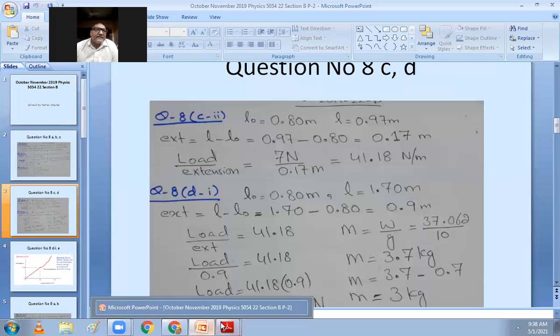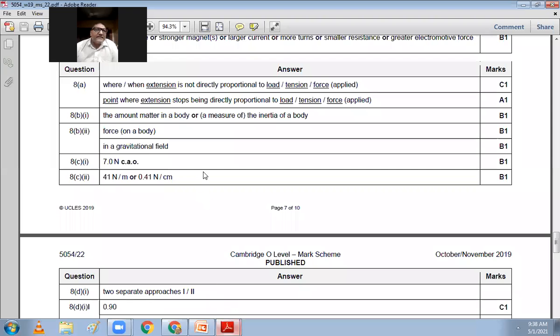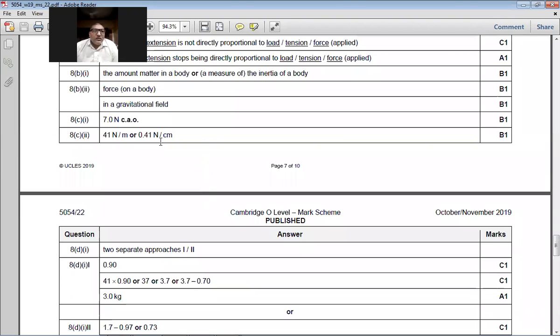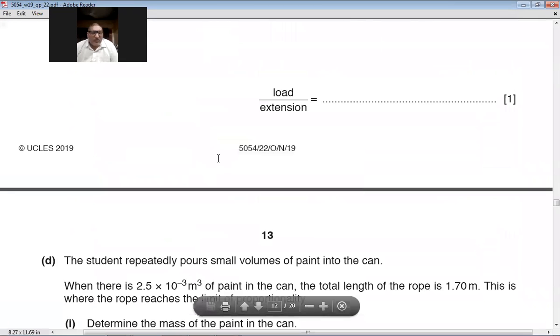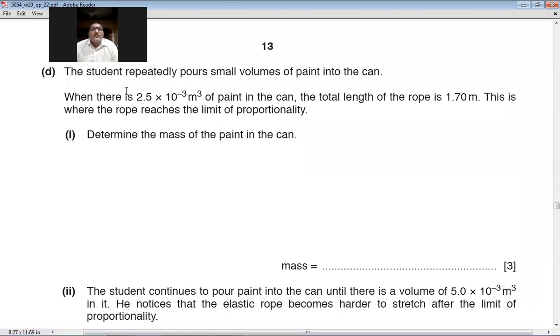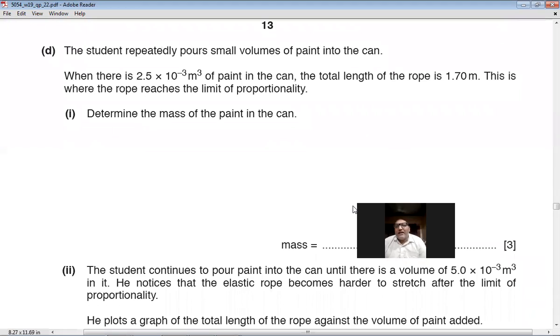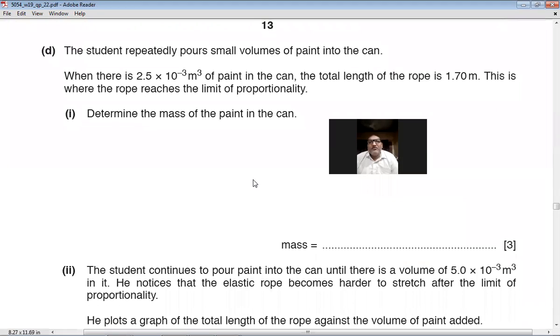Okay, so let's check the marking scheme. What the marking scheme has to say. So C part is showing up on your screen as 7 Newton and then 41 Newton per meter. So our answer is also 41 Newton per meter, so our answers are right. You can see the marking scheme. Okay, so we are going to the D part, and the D part is showing up on the screen now.